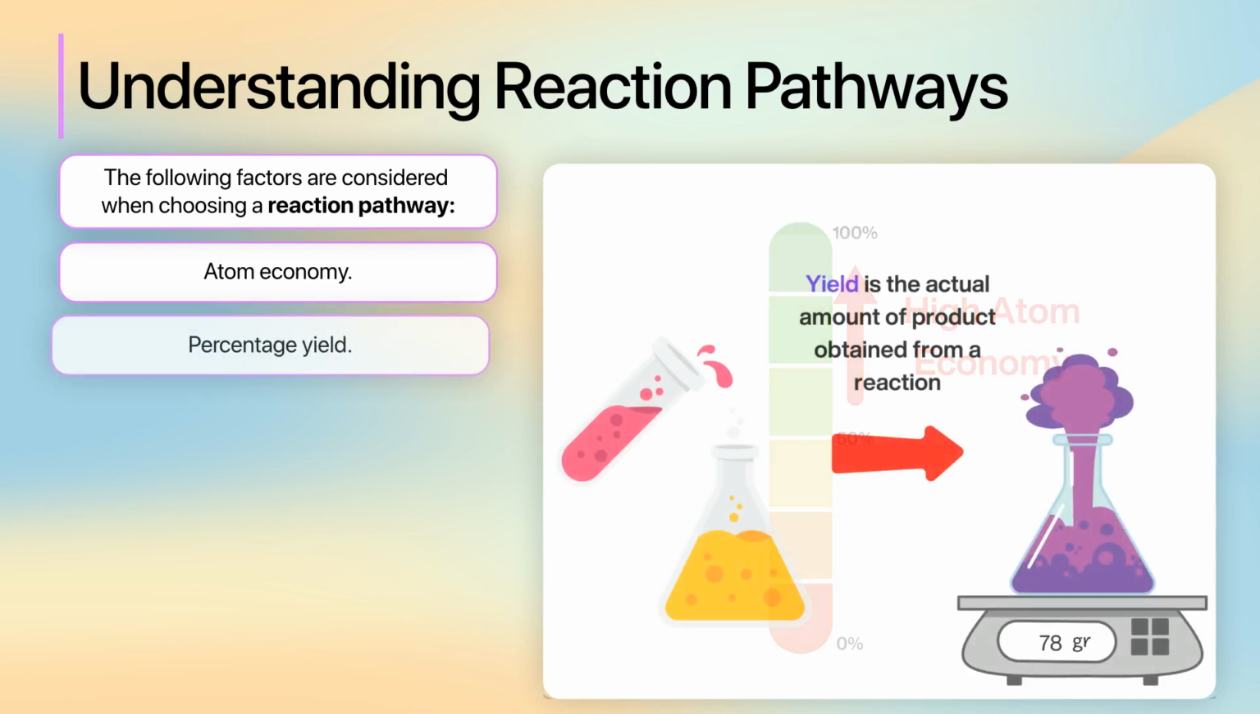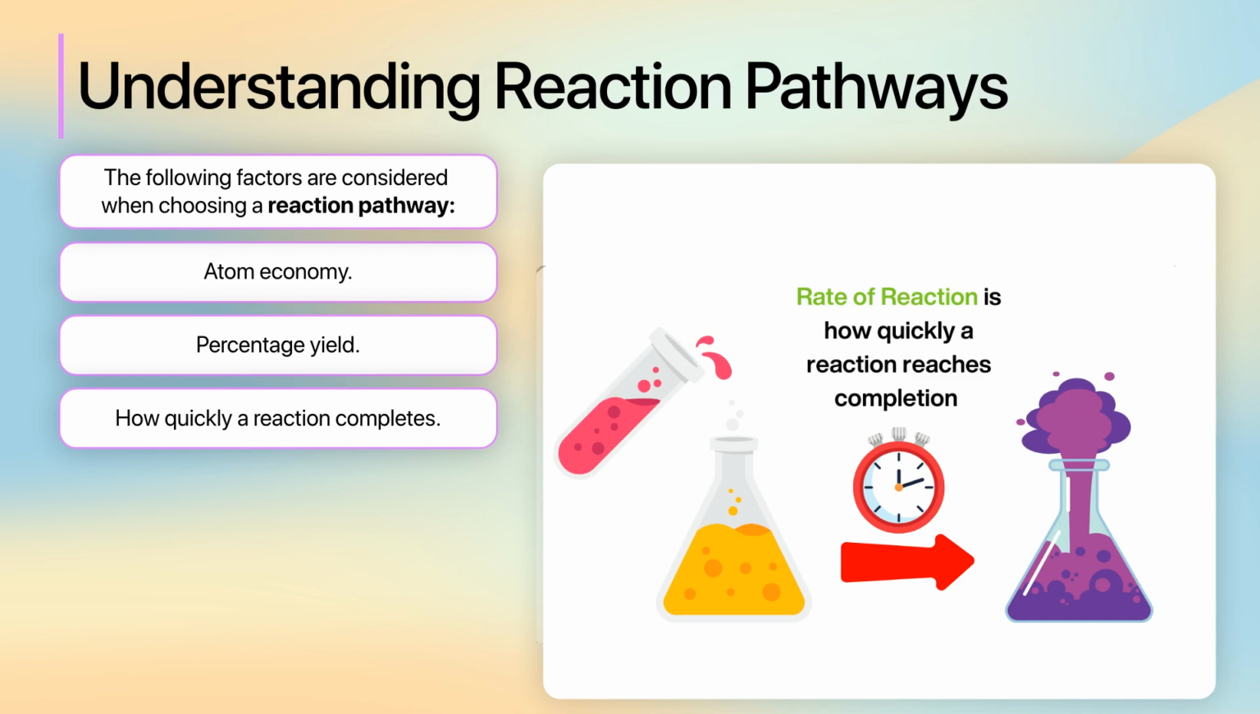Next, the yield is the actual amount of product obtained from a reaction. Even a reaction with high atom economy might not be preferred if the yield is low. How quickly a reaction reaches completion is also crucial, especially in industrial processes where time is money. Faster reactions are generally more desirable. Rates of reactions are discussed in more detail in a later unit.